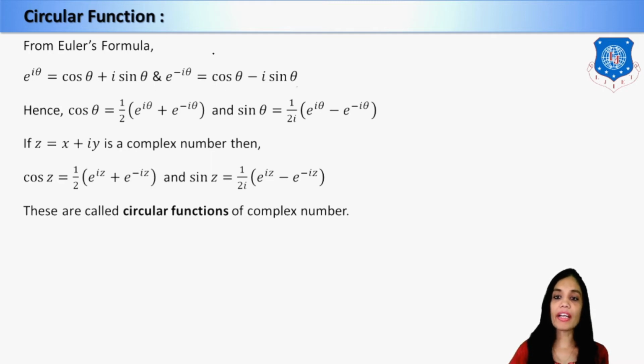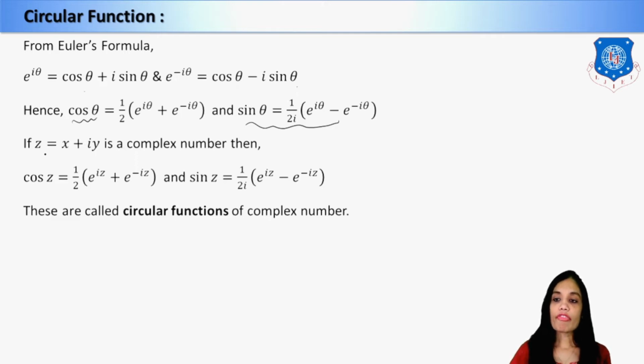If I add these two equations, you will get cos theta is equal to 1 upon 2 times e raised to i theta plus e raised to minus i theta. And sin theta is 1 upon 2i times e raised to i theta minus e raised to minus i theta. This is obtained by subtracting these two equations, right?